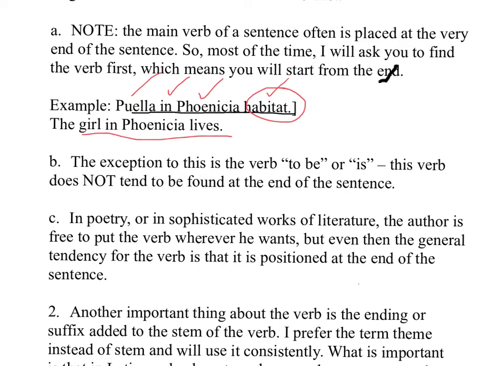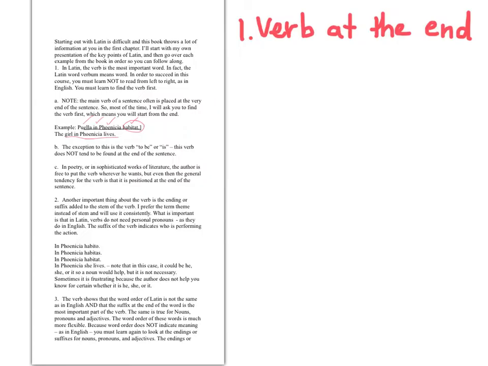So a better translation has to rearrange the word order that the Latin is presented in, and it would say something like, the girl lives in Phoenicia. But my first point is that the most crucial thing, once we get into complicated sentences in Latin, is that you find the verb, and that the verb will often, though not exclusively, be at the end of the sentence. That's my first major point. The verb is found at the end of the sentence, usually but not always.